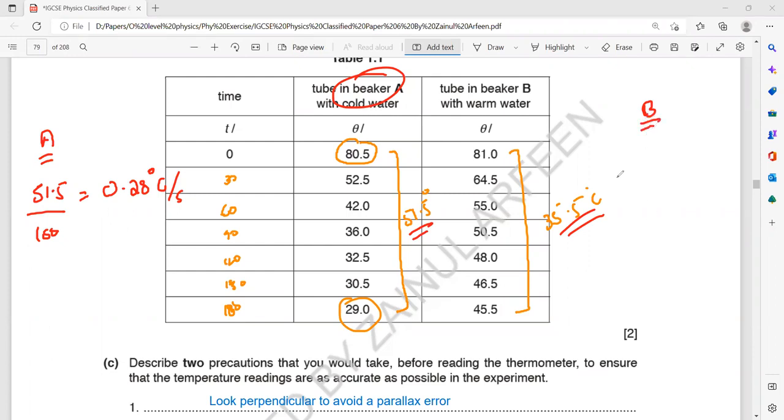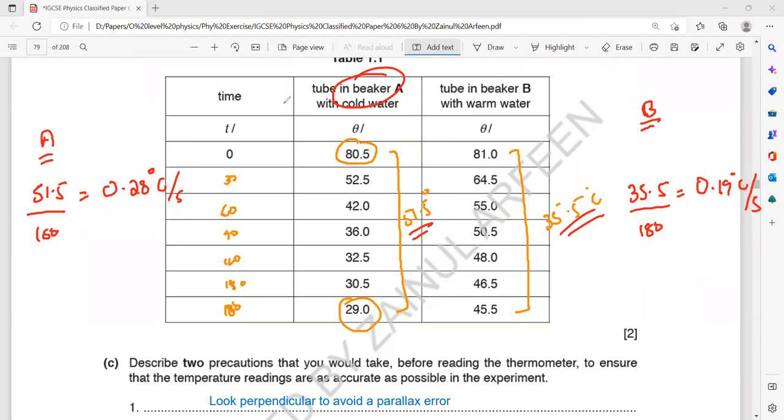For beaker B, what is the rate of cooling? It was 35.5 as the temperature change in 180 seconds. So that's equal to 0.19. You can write 0.286 or even you can write 0.3. Both are acceptable, but in exam, write the answer in 3 significant figures. Whenever you're writing, 2 is fine, but 3 is best. So 0.19 degrees centigrade per second.